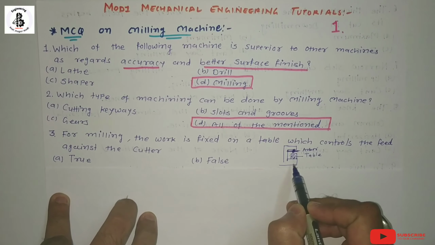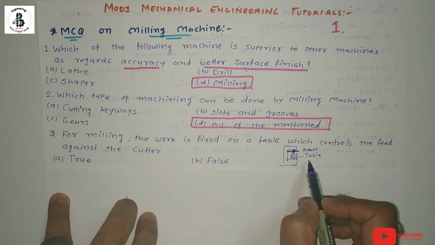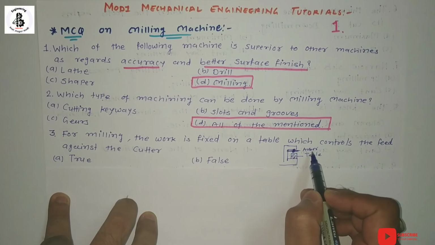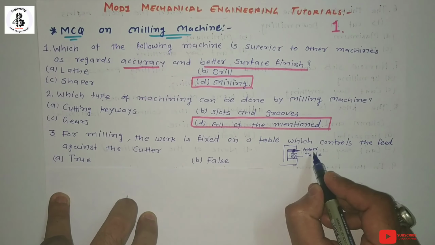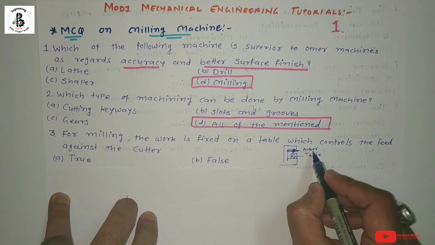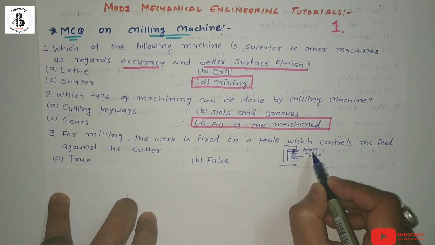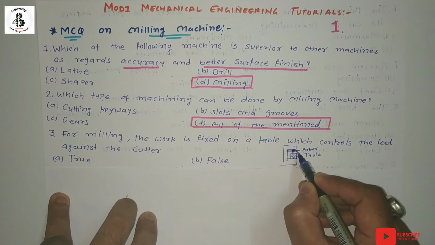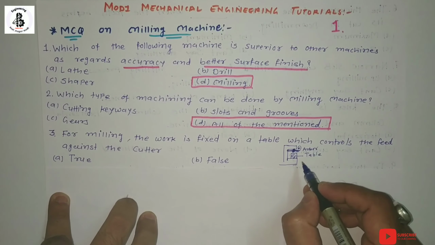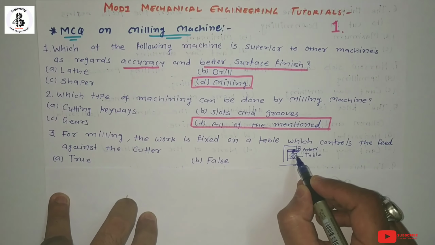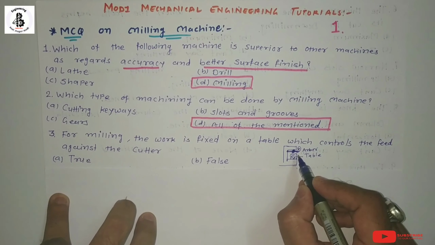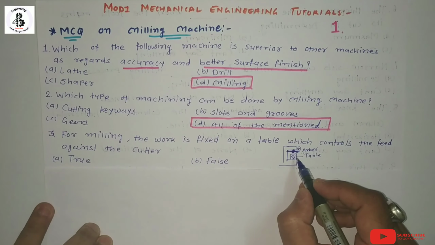So just you can see, this is our table of the milling machine and this is our horizontal arbor. On that arbor our multi-point milling cutter is mounted, the rotating tool onto the arbor like this. So the workpiece is fed against the rotating milling cutter. That will be the principle of milling machines.